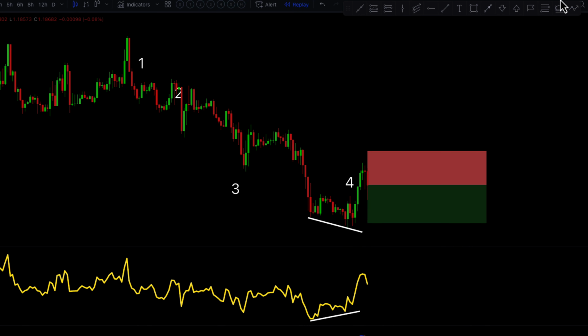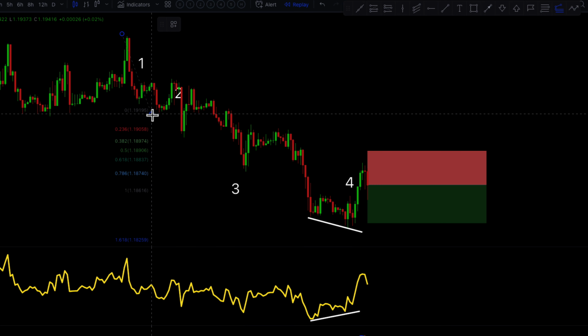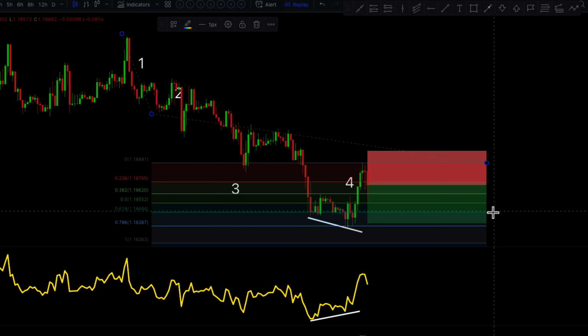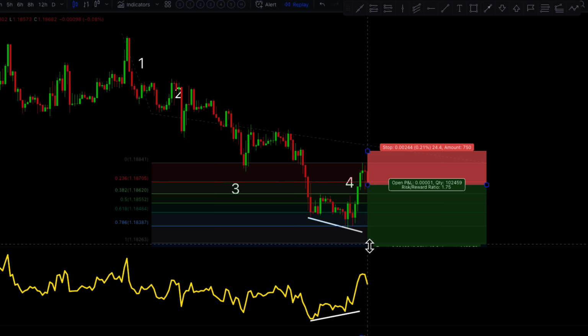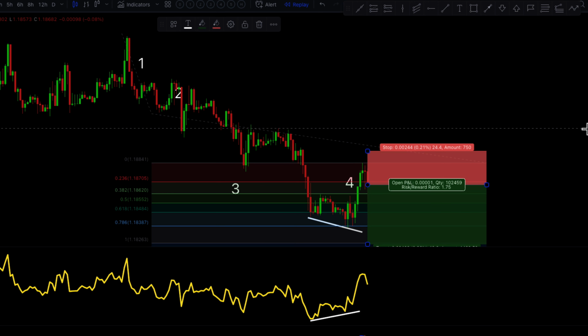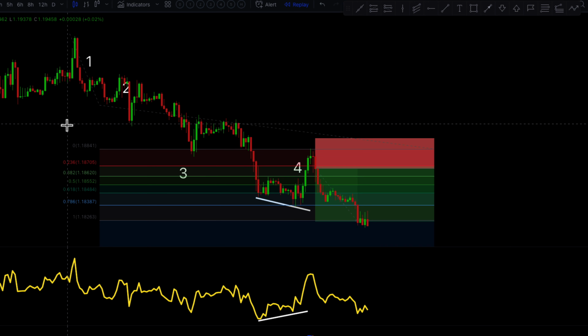We then draw a Fibonacci extension from the top of wave 1 to the bottom and project it to the top of wave 4. We then set our profit target at the 1-to-1 projection of wave 1 for a 1.75 risk versus reward. And short example 2 hits the profit target.